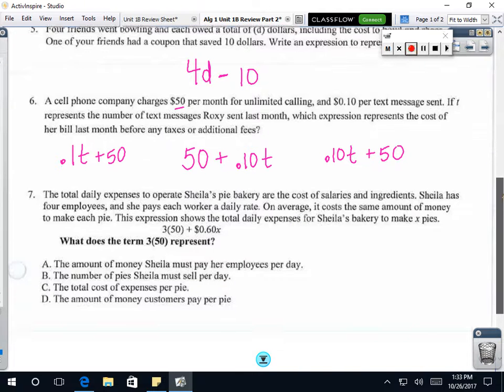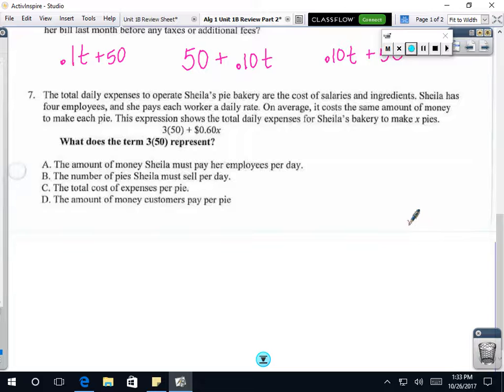Okay? Number 7, the total daily expenses to operate Sheila's Pie Bakery are the cost of salaries, like to pay her employees, and the ingredients that she has to buy to make the pies. Sheila has, this should say, 3 employees, and she pays each worker a daily rate. On average, it costs the same amount of money to make each pie. This expression shows the total daily expenses for Sheila's Bakery to make X pies. Okay, so this is the expression. And what does that X represent?